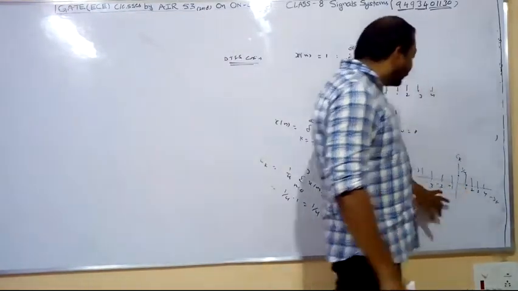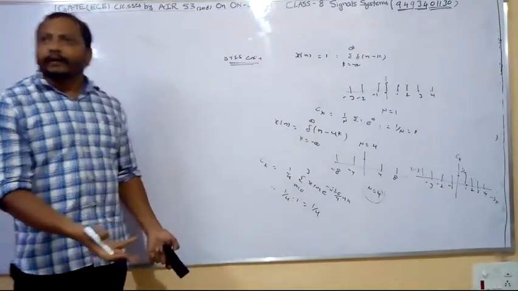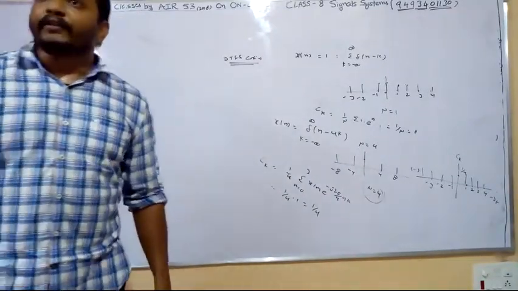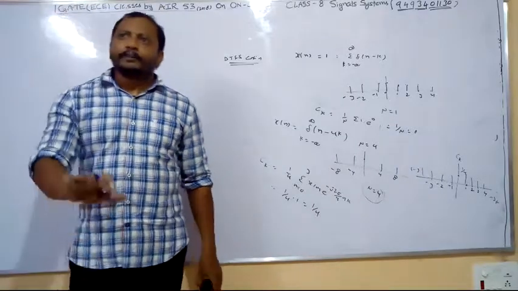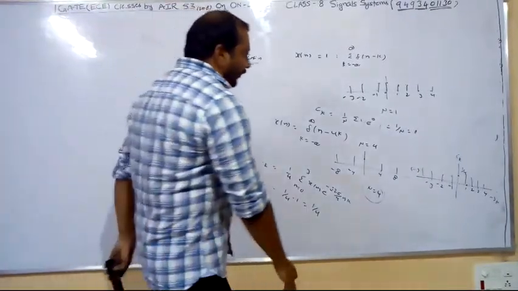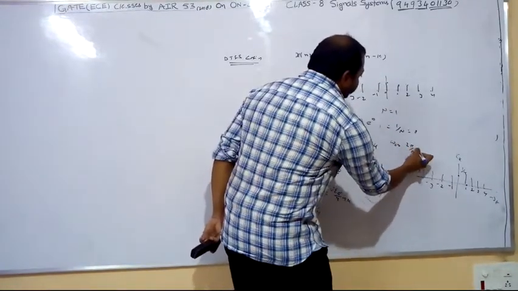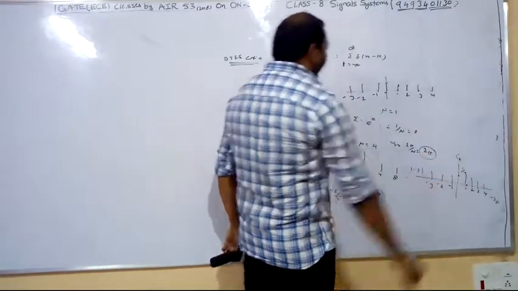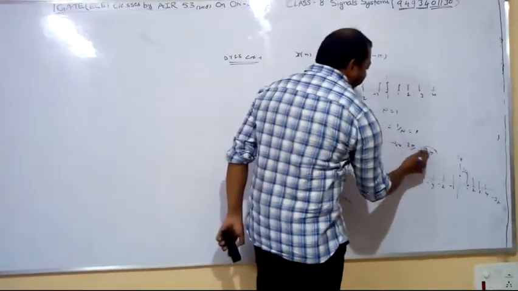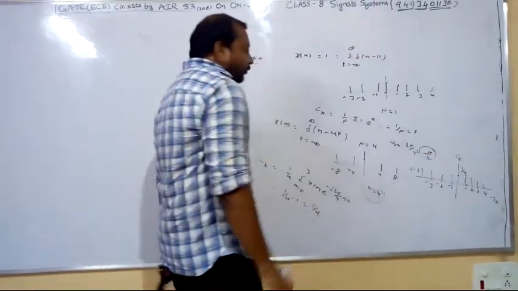What are the corresponding frequency components in this one? Fundamental component, 2 pi by n, and harmonics: 2 into 2 pi by n, 3 into 2 pi by n, 4 into 2 pi by n. What is the fundamental component here? Omega naught is equal to 2 pi divided by n, 2 pi divided by 4, sorry, which is equal to pi by 2.